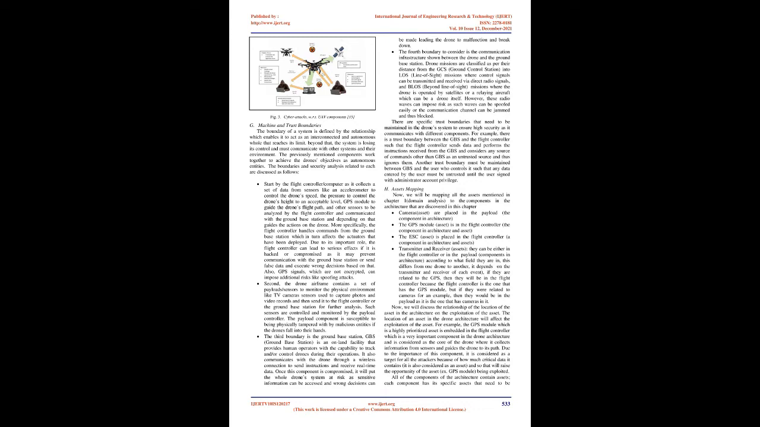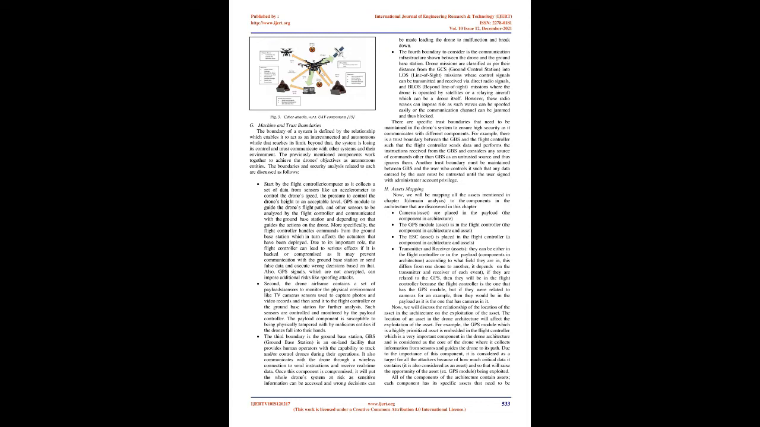The fourth boundary to consider is the communication infrastructure shown between the drone and the ground base station. Drone missions are classified as per their distance from the GCS, ground control station, into LOS, line of sight, missions where control signals can be transmitted and received via direct radio signals, and BLOS, beyond line of sight, missions where the drone is operated by satellites or a relaying aircraft, which can be a drone itself. However, these radio waves can impose risk, as such waves can be spoofed easily or the communication channel can be jammed and thus blocked.